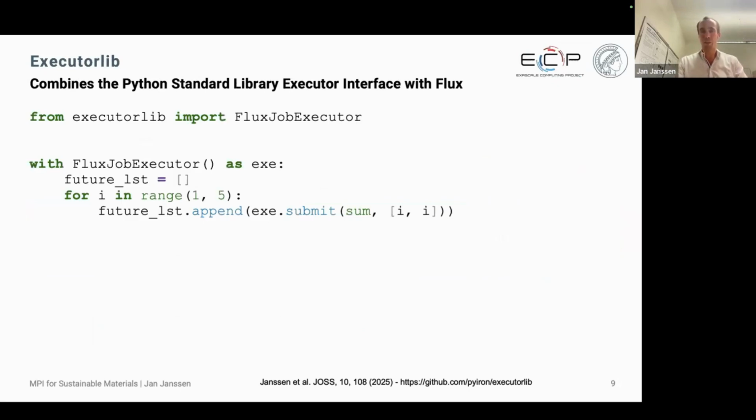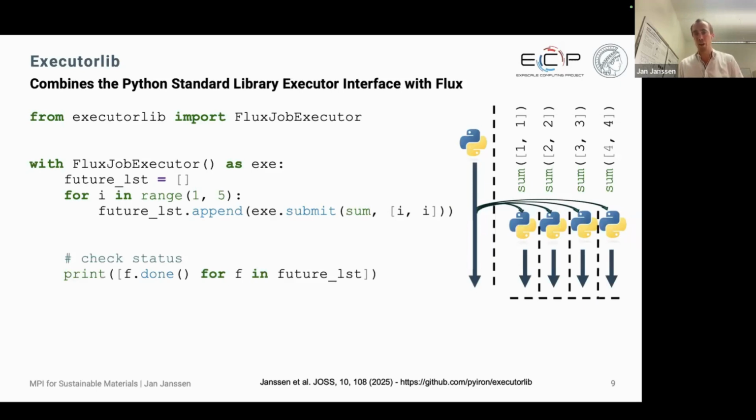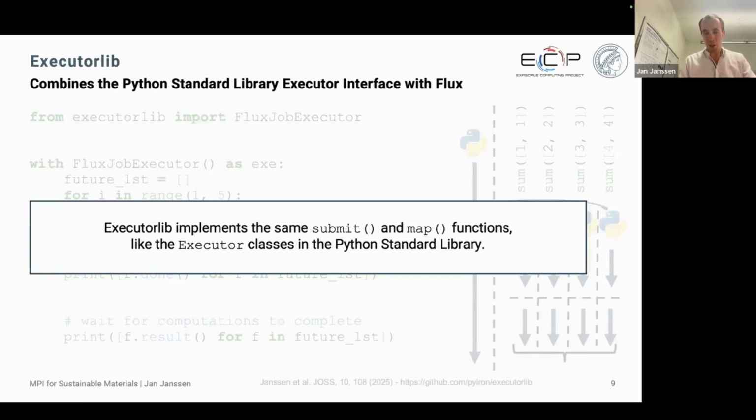For example, for the Flux system, we have this Flux job executor, and the syntax is exactly the same as in the Python standard library. The difference is the processes are no longer on just one compute node, but they can be distributed over hundreds of compute nodes and so on. Right, so really, using the Flux queuing system, we distribute our task over a large number of nodes and make the whole pool of compute nodes behave just like a single computer. In the same way, you can check if your computations are done, or you can check what are the results of this.